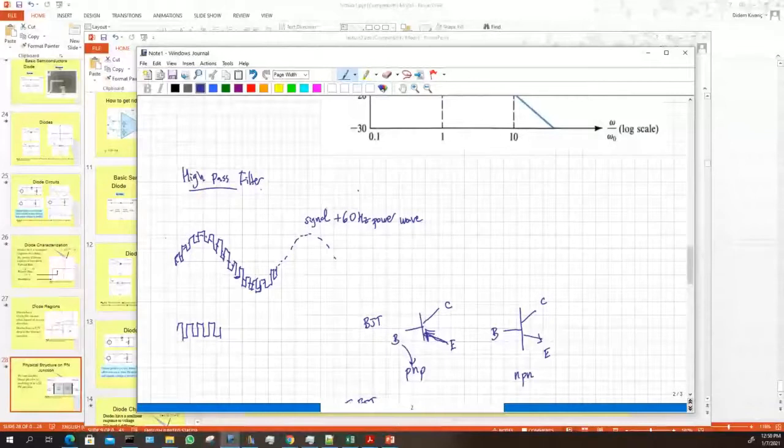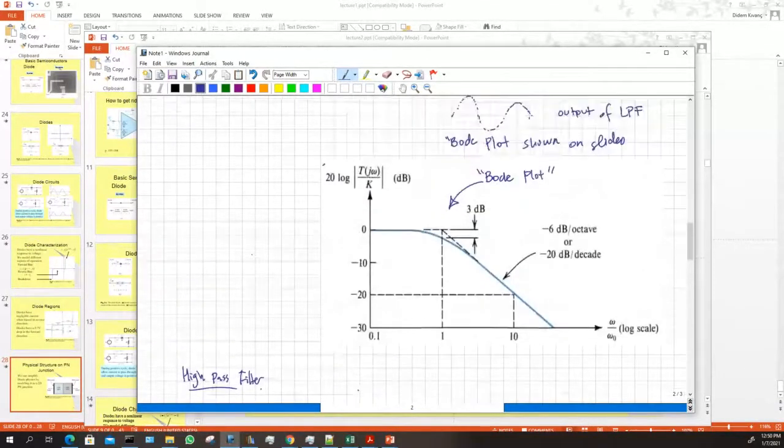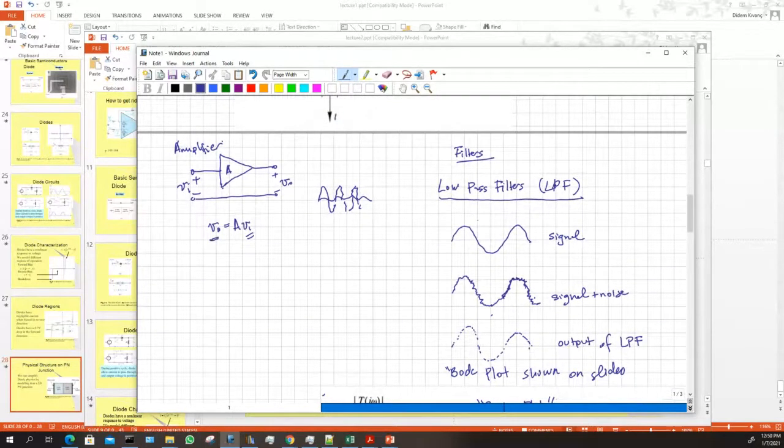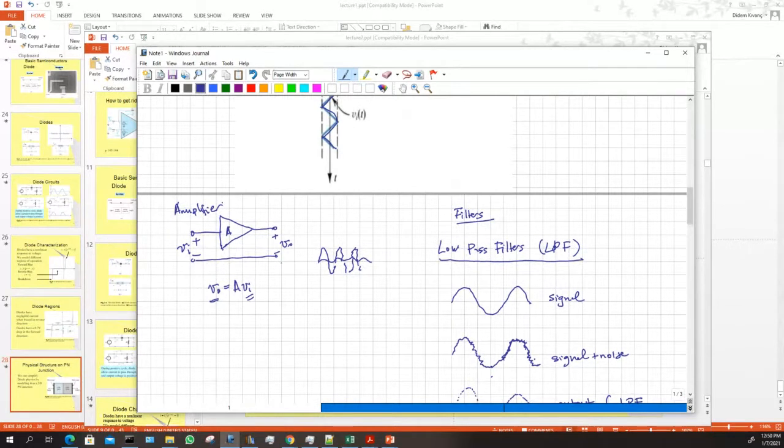High pass filter removes the slowly varying signal and keeps the fast varying signal. A low pass filter removes the quickly varying signal and gets you the slowly varying signal, right? An amplifier just makes your signal and your noise bigger, right? By A. The voltage is multiplied by A, so the power is multiplied by A squared.